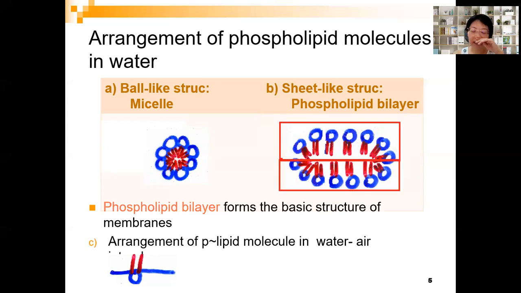This is called water gymnastic, right? Water gymnastic. The whole body is inside water, but the leg is outside the water. Water gymnast. So this is the arrangement in the water-air interface. You can also draw this into your notes, okay?